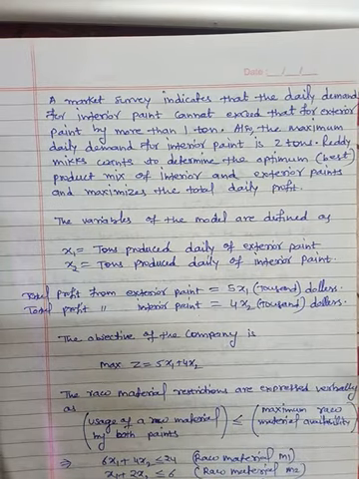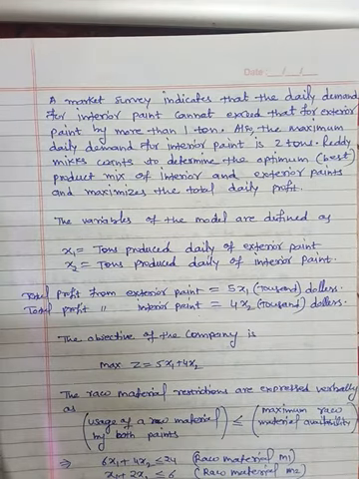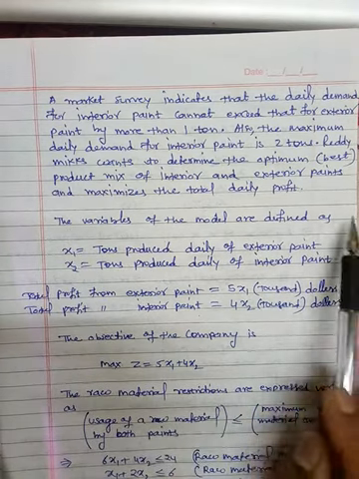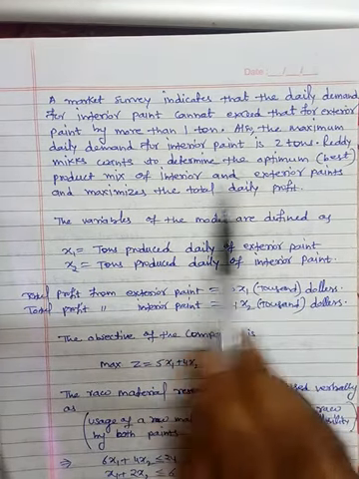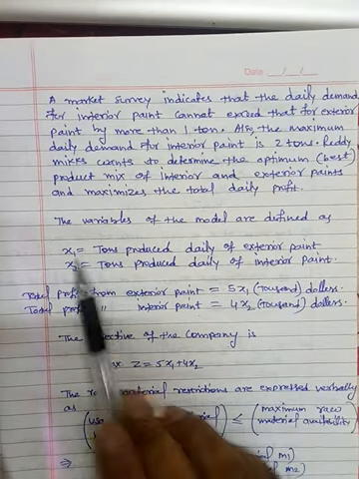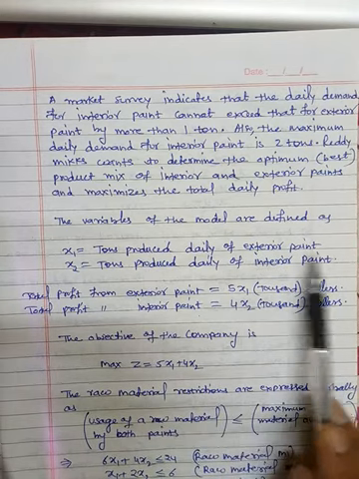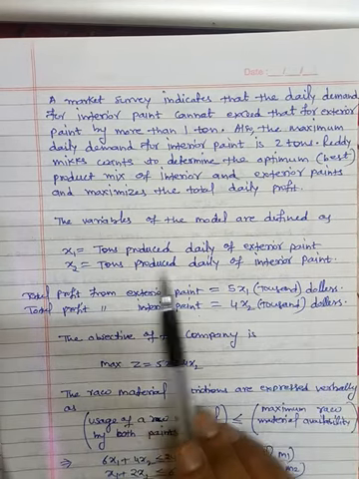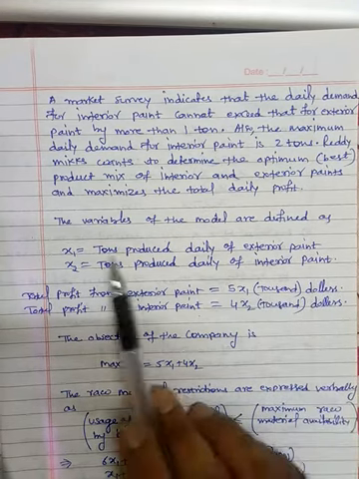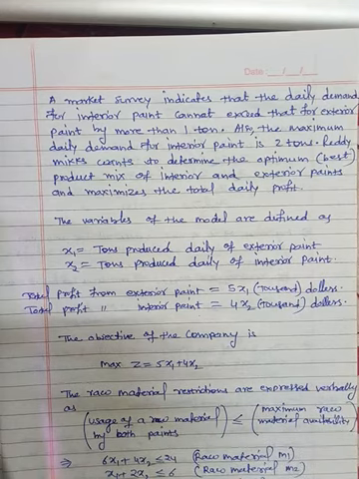Okay. So now we will formulate this problem mathematically. So let's see. The variables of the model are obviously the quantity of interior and exterior paints. Suppose x1 is equal to the tons produced daily for exterior paint, and x2 is the tons produced daily of interior paints. This is the daily production of exterior and interior paints.